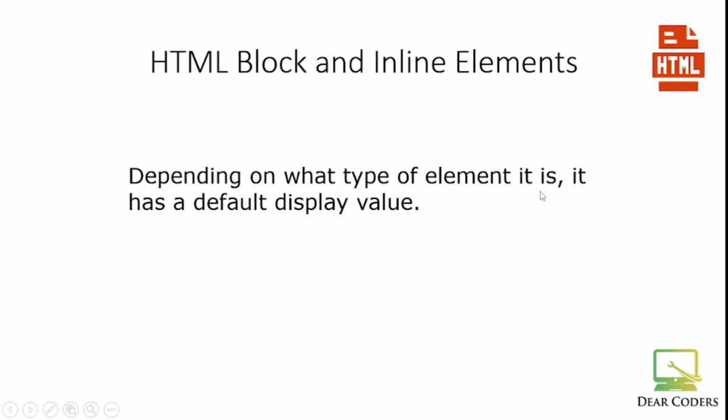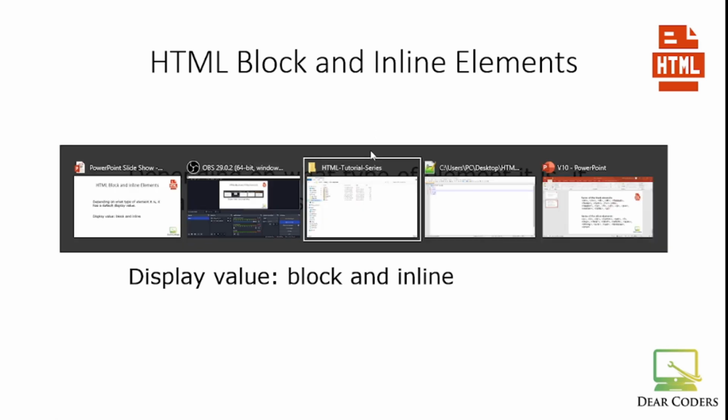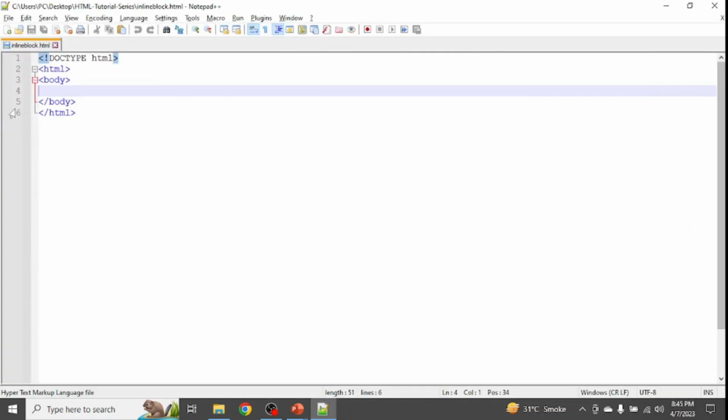Depending on what type of element it is, it has a default display value. The display value can be block or inline. So we have two types of elements, block level and inline, and we will see how they differ.